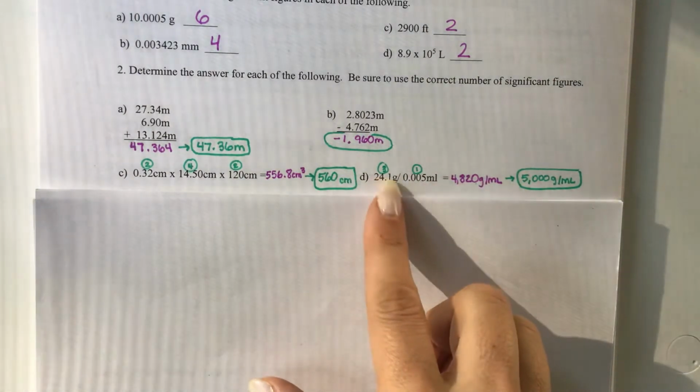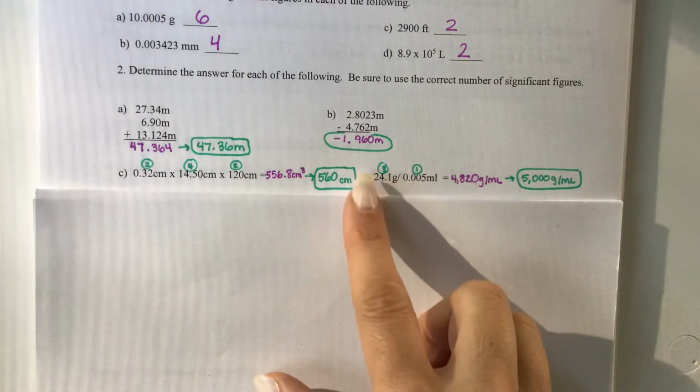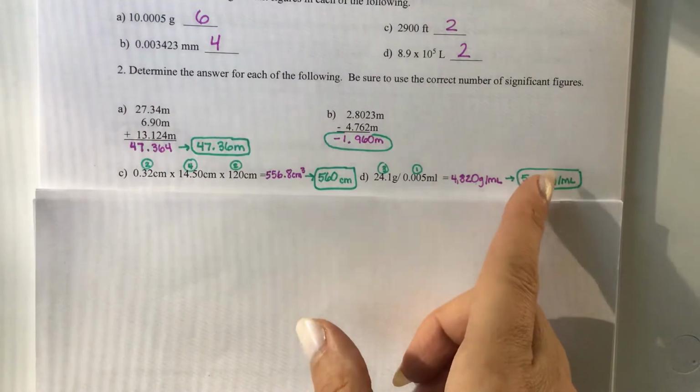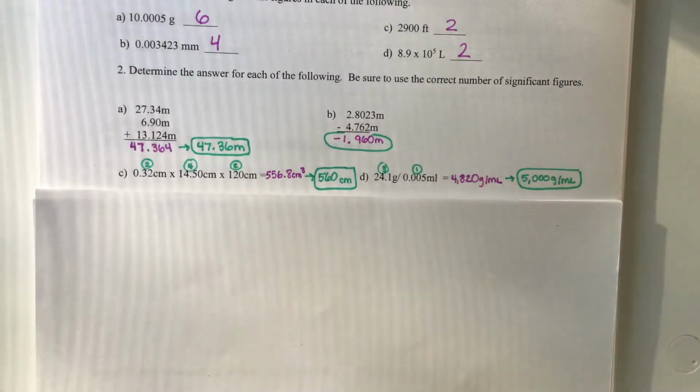And all I'm going to do with my units is divide them by each other. So if you're dividing numbers, you divide the units. They don't cancel out, so it's still a gram over a milliliter, which is a unit for density.